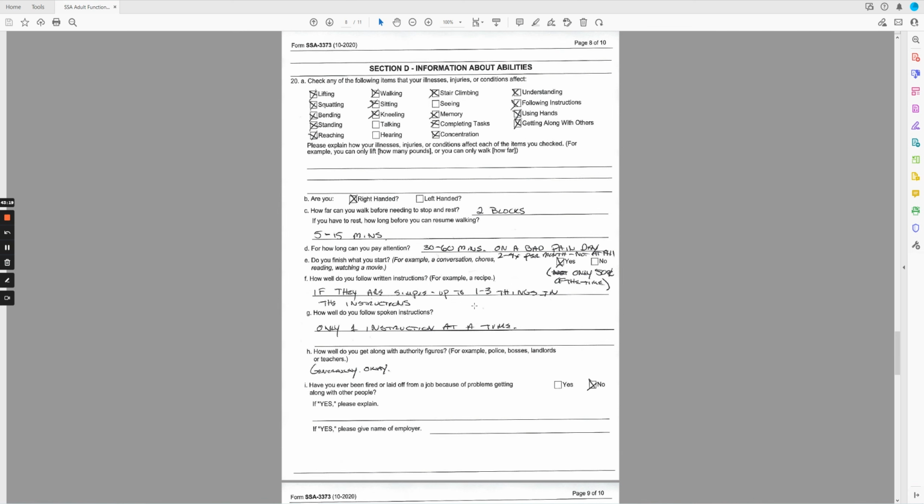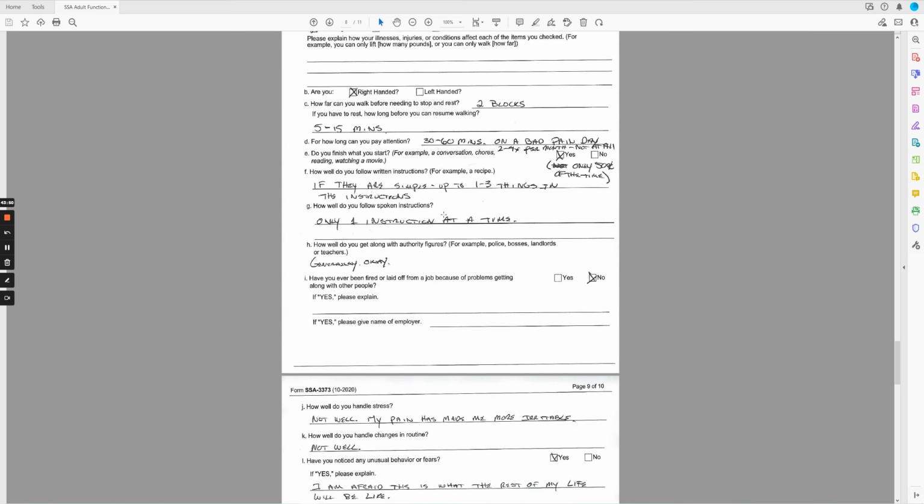And then how well do you get along with authority figures, police, bosses, landlords, or teachers? Here I wrote generally okay. I don't have any experience yelling at any of those folks since I've become disabled. Have you been fired or laid off from a job because of problems getting along with other people? Here I wrote no, but if that's a problem for you, hit yes and explain, like, I yelled at my boss and he fired me. Okay. And then you need to give the name of the employer. All right, let's move on.